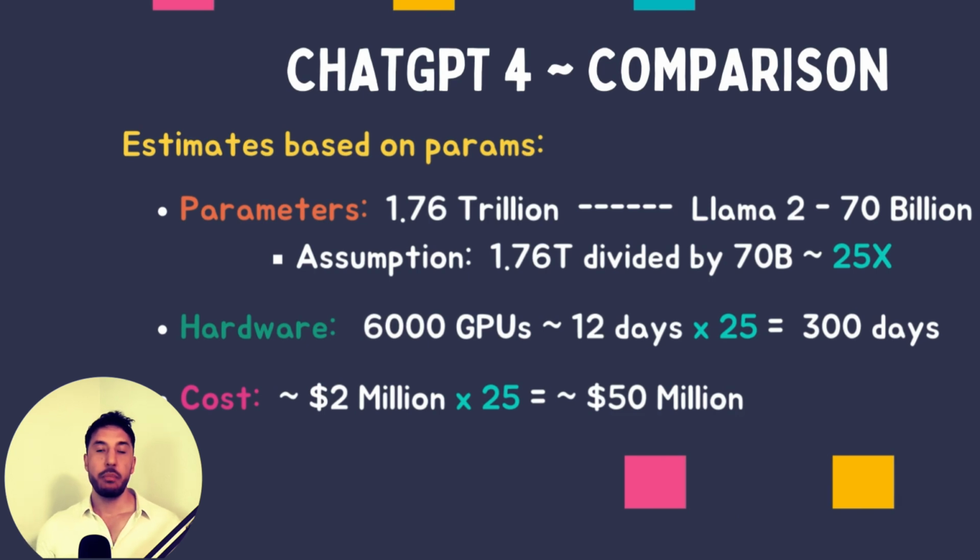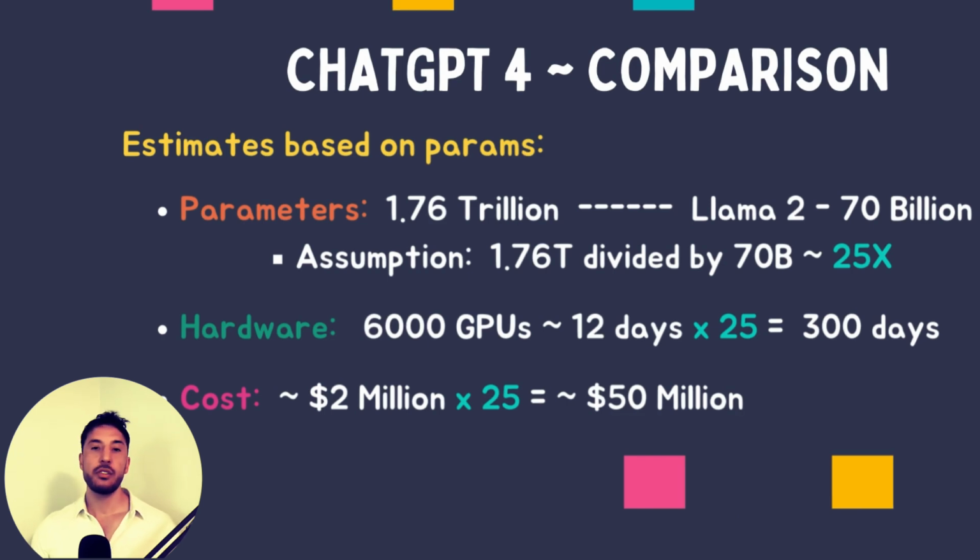Llama 270B, they have told us on their website, has 70 billion parameters, and we also know that ChatGPT-4 was trained on 1.76 trillion parameters. So if we divide 1.76 trillion by 70 billion, we get about 25x, which means there are 25 times more parameters in ChatGPT-4 than in Llama 270B. So based on that, we can actually estimate the rest of the numbers as well.